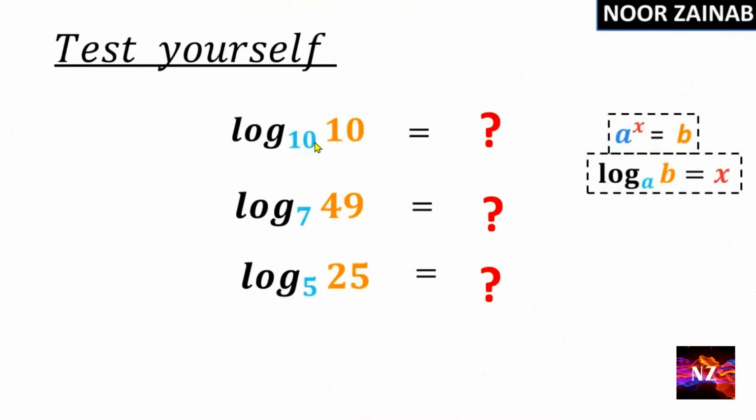What is the log of 10 with base 10? It means how many times you should multiply 10 to get the answer 10. Similarly, what should be the value of log 49 with base 7? It means you have to find how many times you have to multiply 7 to get 49. Now, if we have to find the log of 25 with base 5, it means how many times you should multiply 5 to get 25. So you can answer all these questions in the comment section.